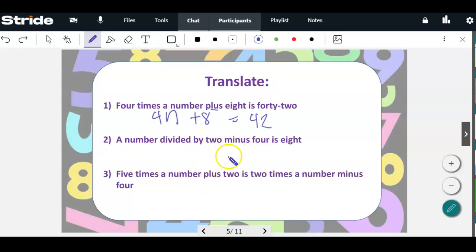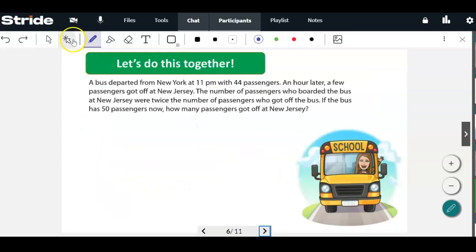The next one, it says a number divided by 2 minus 4 is 8. The next one, 5 times a number plus 2 is 2 times a number minus 4. All right, just practice translating. Well, let's go ahead and look at one of the word problems.